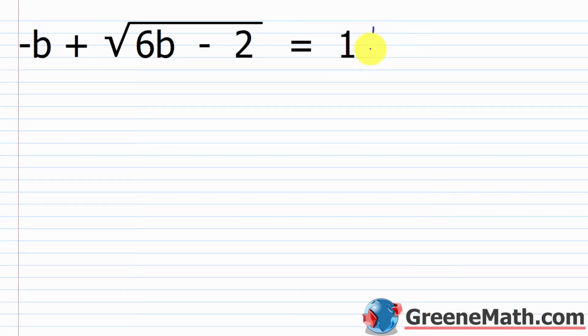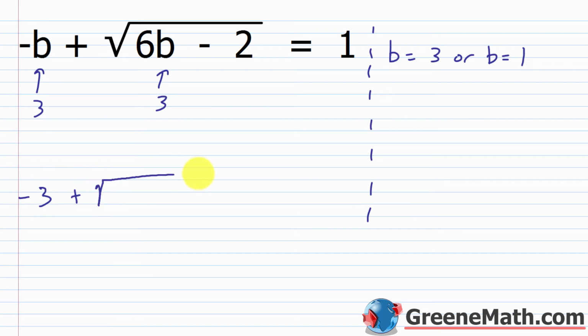All right, so let's check this. And we had b is equal to 3, or b is equal to 1. All right, so let's start out with b equals 3. So let's plug in a 3 here and here and see if we get a true statement. So we would have -3 plus the square root of 6 times 3 is 18 minus 2. So we know we can just replace that with 16. And this should be equal to 1. Square root of 16 is 4. So I'd have -3 plus 4. That is 1. You get 1 equals 1. So yes, this is a valid solution.